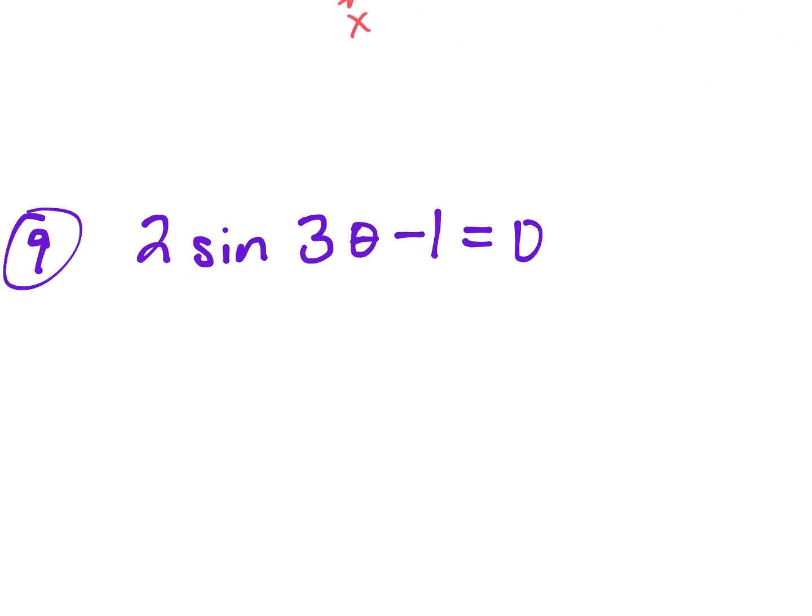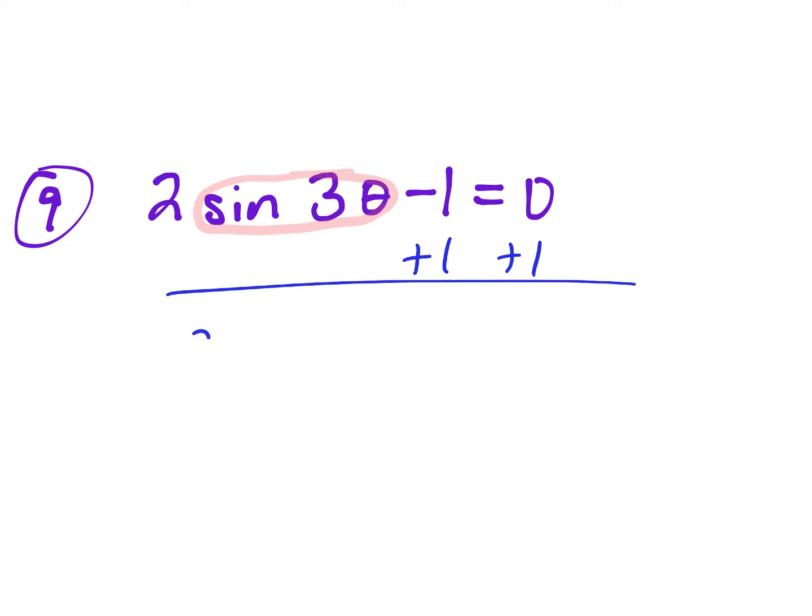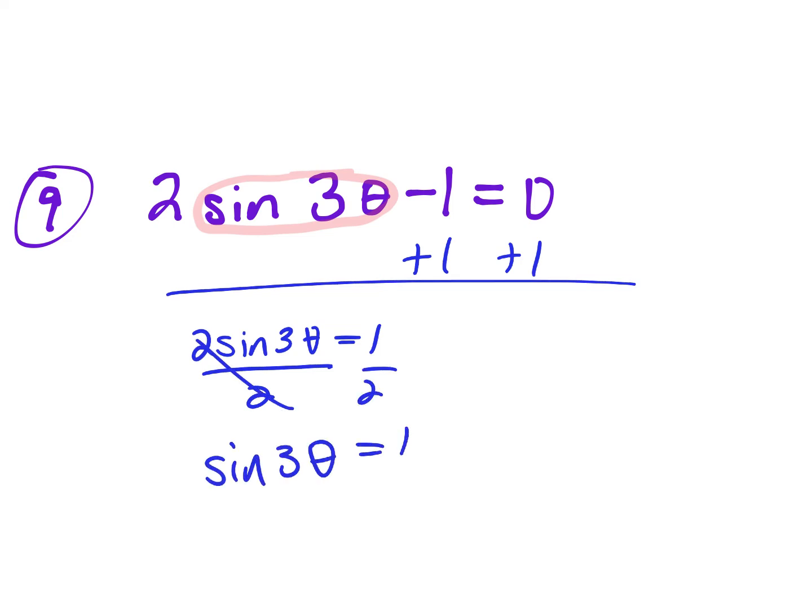Same thing. Is this a one angle or are we talking about multiple angles? It's multiple. So if you need to, bring colored pencils or a highlighter or something. You can borrow mine tomorrow. But you want to isolate that trig function. So there's 2 things we need to do. What are they? I'm going to add 1 and? Good. Add 1 and then divide by 2. Good job. So sine of 3 theta equals 1/2.